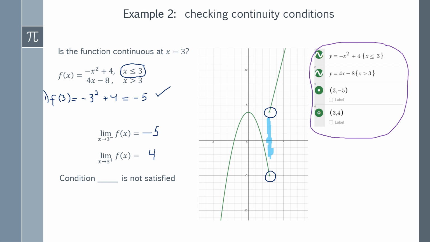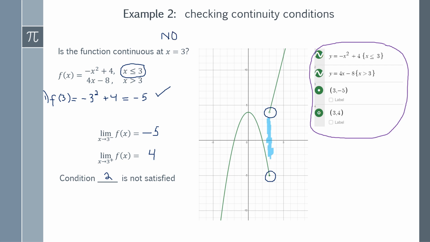So that tells us what? That the limit does not exist, right? So the limit as x goes to 3 does not exist because the two one-sided limits are not equal. Okay, that means condition 2 is not satisfied. So what is our conclusion? That means this function is discontinuous at x is equal to 3. So the answer here would be no.